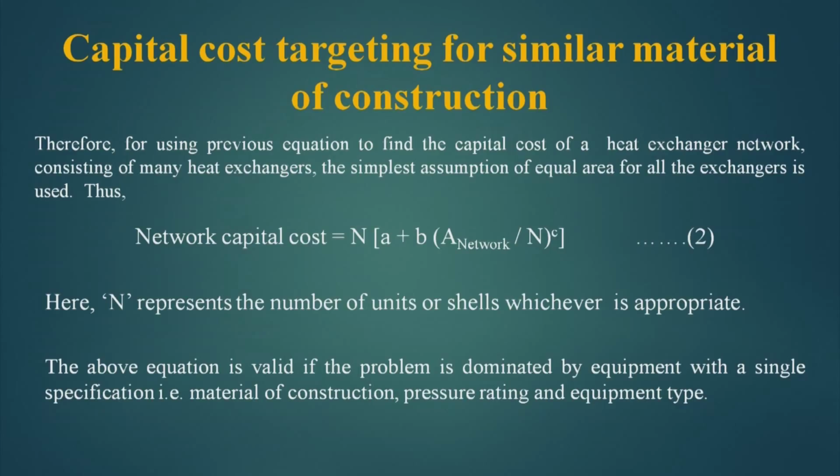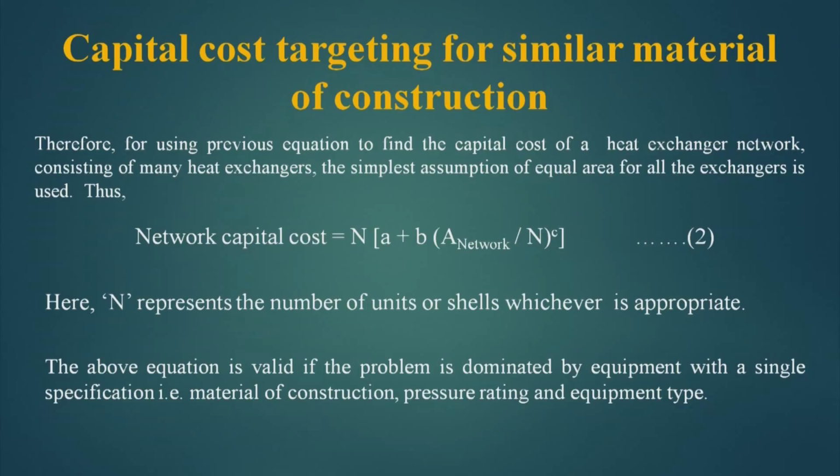So, what is basically done? The network capital cost, that means the heat exchanger network capital cost, is equal to the number of units times, in the brackets, a plus b times A network divided by n, to the power c, where A network means the area of all the heat exchangers summed together in the network, and n is the number of units in that network, that means the number of heat exchangers in that network or number of cells in that network, whichever is appropriate.